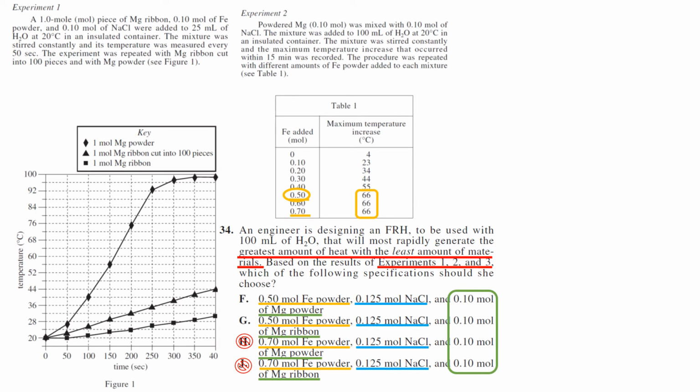Now we have to say, are we using powder or ribbon? So we have 0.10 moles, which is the same. We just have to know which one is more effective, the powder or the ribbon. And if we look at this line, the one with the diamond, that's the powder. So the powder is more effective, so F.